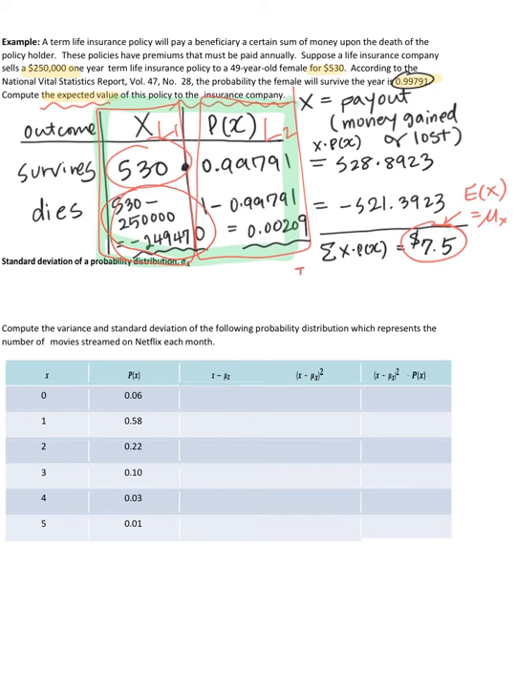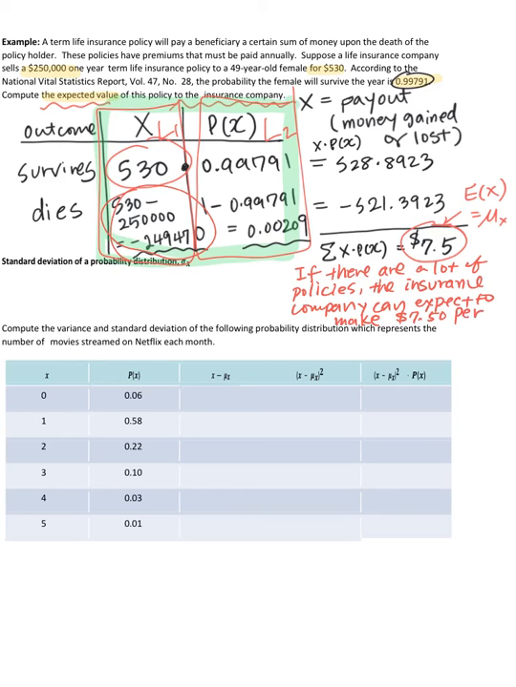So if there are a lot of policies, the insurance company can expect to make $7.50 per client. So again, the company expects to make $7.50 for each 49-year-old female client it insures, right?